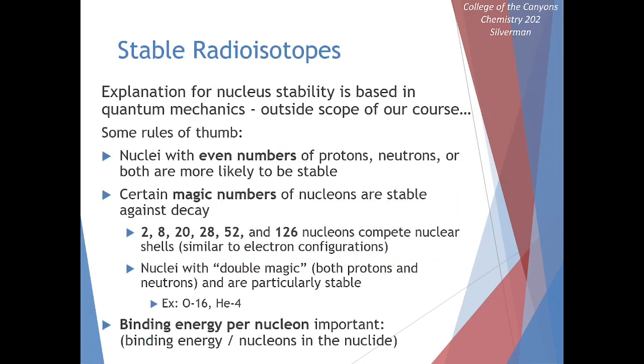All right, there we go. As promised, we can revisit our intuition here. Even numbers of protons and neutrons helps us out. Magic numbers helps us out as well. And the binding energy in our nucleus per nucleon is also going to be important. Does adding or removing some of these nucleons, protons or neutrons, change the amount of binding energy we might have?